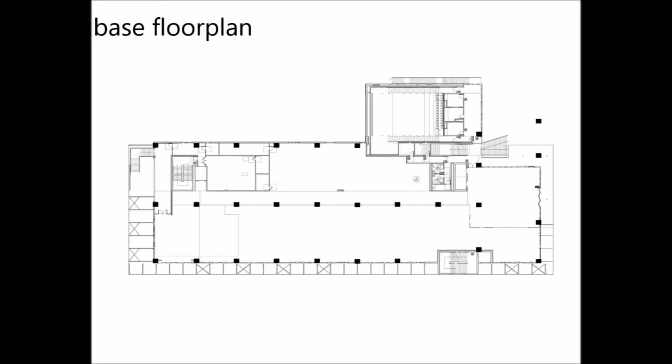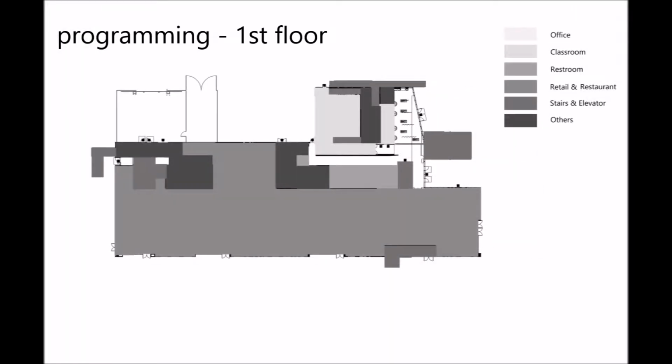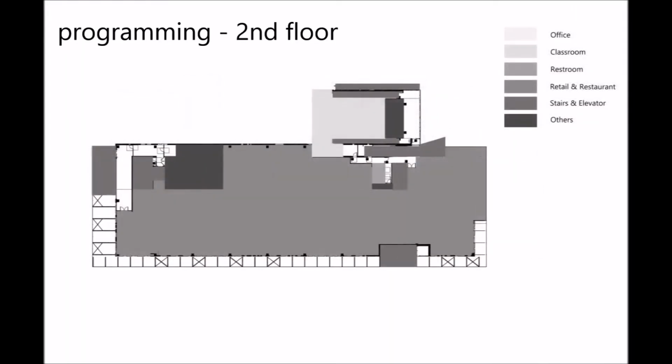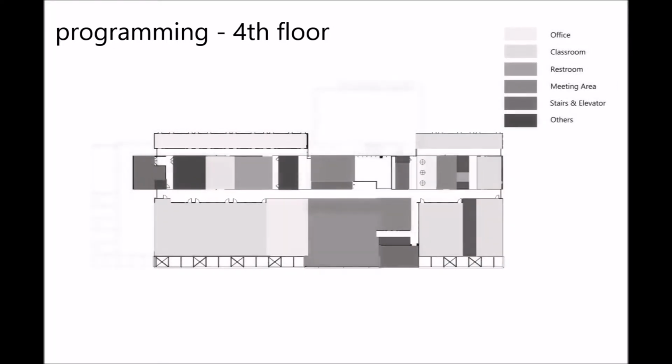These are where the structural columns are located that go up through all 5 levels of the building. These programming diagrams show the breakdown of spaces throughout the building. Each level of this education facility ranges from classroom spaces to an ASU retail store.